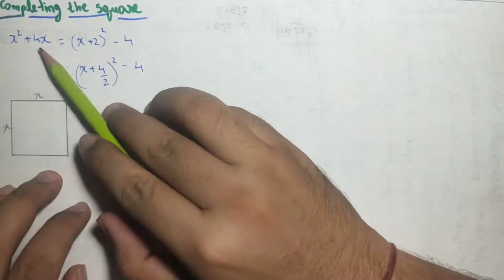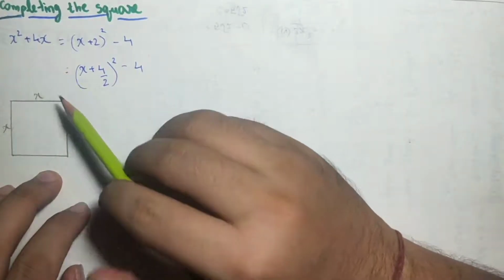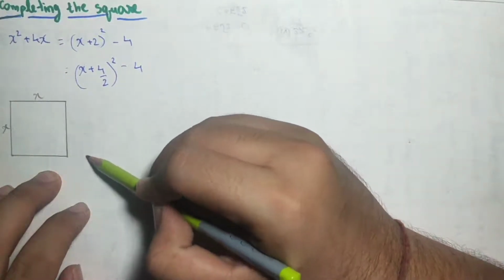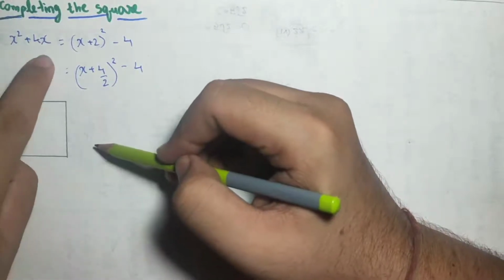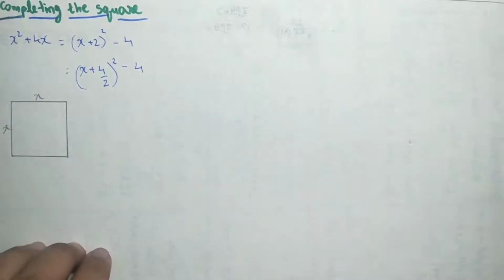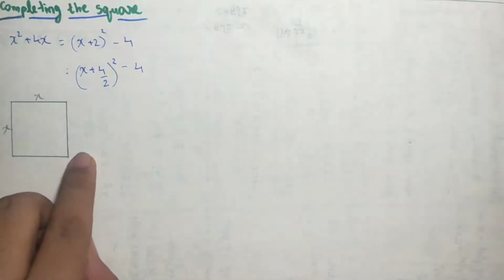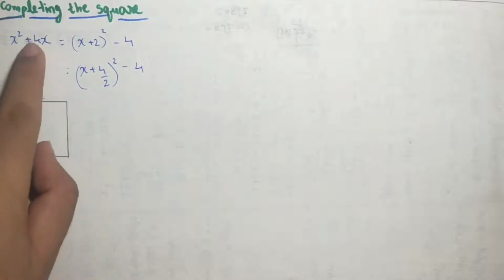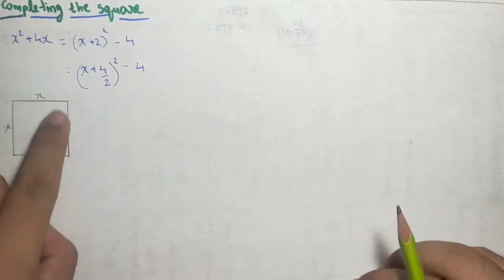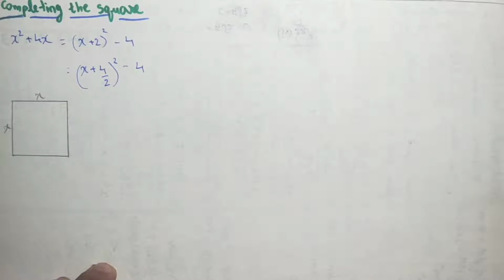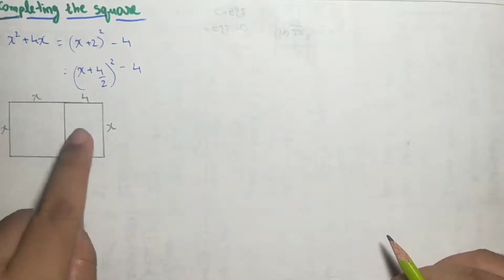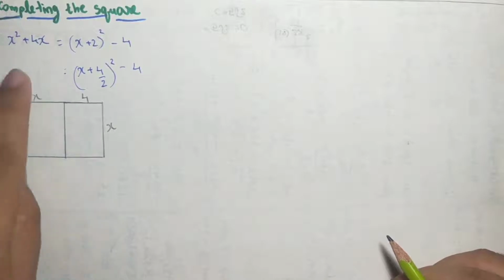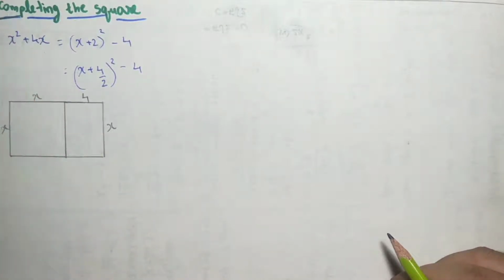Now in this x square, 4x is added, meaning I will add another rectangle over here. The length will be x and the breadth will be 4. I will be adding a rectangle beside the square, so that I get length x, which is already given here, and breadth 4. Now this is x square plus 4x. This is my left hand side.